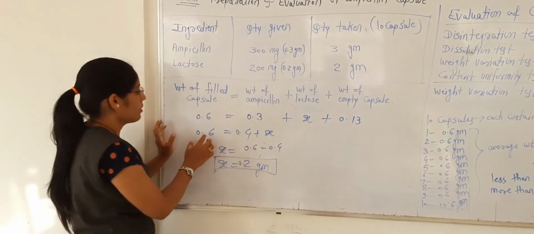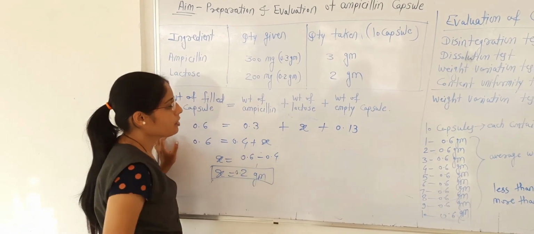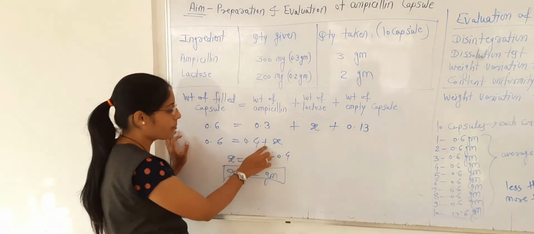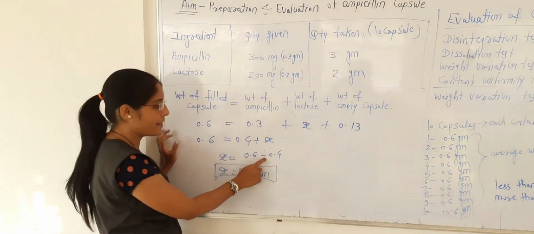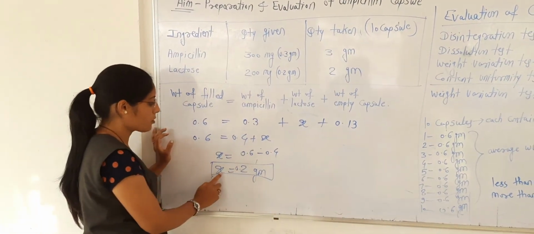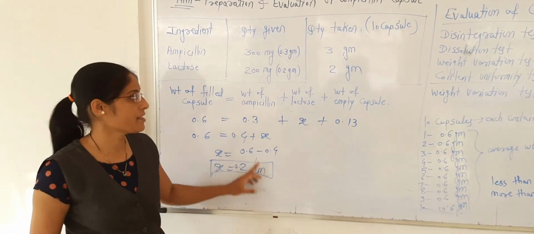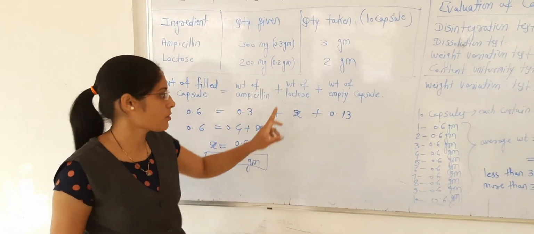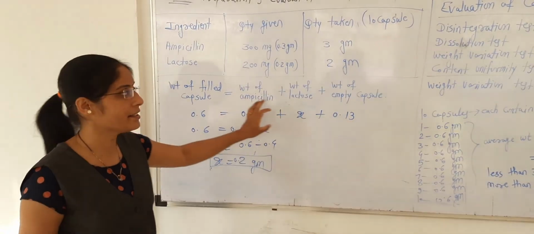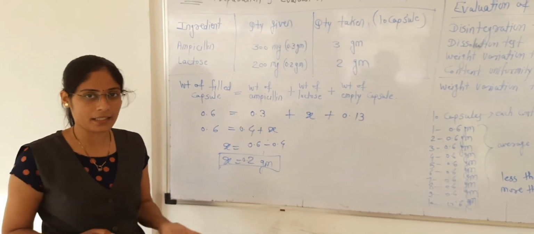So 0.6 is equal to 0.3 plus 0.13, 0.4 plus x. Then x is equal to 0.6 minus 0.4. So x is equal to 0.2 gram. This 0.2 gram is the weight of lactose for one capsule. So with the help of this formula, we can determine the weight of lactose, how much lactose is present with that ampicillin.